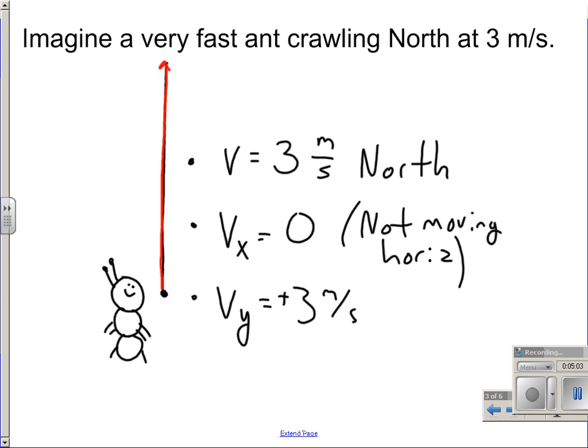I know his overall velocity is 3 meters a second north. I know horizontally he's not moving, and I know vertically he's moving north positively at 3 meters per second. Okay?